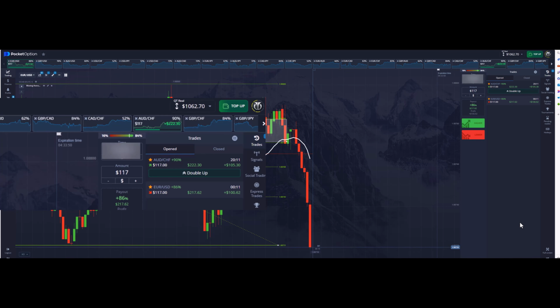Just another easy money trade, home run hitter on this one. Let's count it down. 7, 6, 5, 4, 3, 2, 1. Say it with me. Easy money.